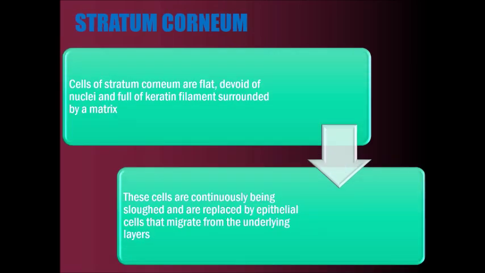The stratum corneum. Cells of the stratum corneum are flat, devoid of nuclei, and full of keratin filaments surrounded by matrix. These cells are continuously being sloughed and replaced by epithelial cells that migrate from the underlying layers.